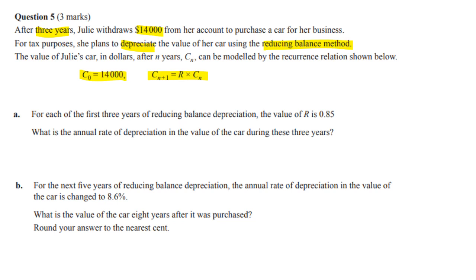Part A says for the first 3 years, the value of R is 0.85. What is the annual rate of depreciation during these 3 years? A common mistake here is not understanding that depreciation is going down. If you're at 100% and this is 0%, this is going to be 1 and this is going to be 0. Now we've gone down to 0.85. We're depreciating down to 0.85. Well, that corresponds to 85%.